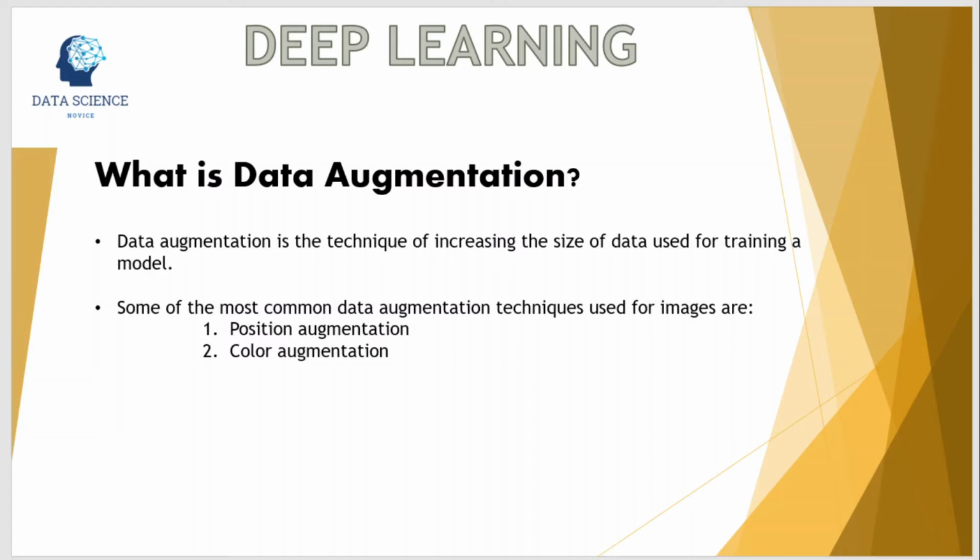For example, a horizontal flip of a picture of a cat may make sense because the photo could have been taken from left or right. Also, we can change the color composition of the same image, and that can deal with the problem of different lighting conditions. Some of the most common data augmentation techniques used for images are positional augmentation and color augmentation. So let's look at them one by one.